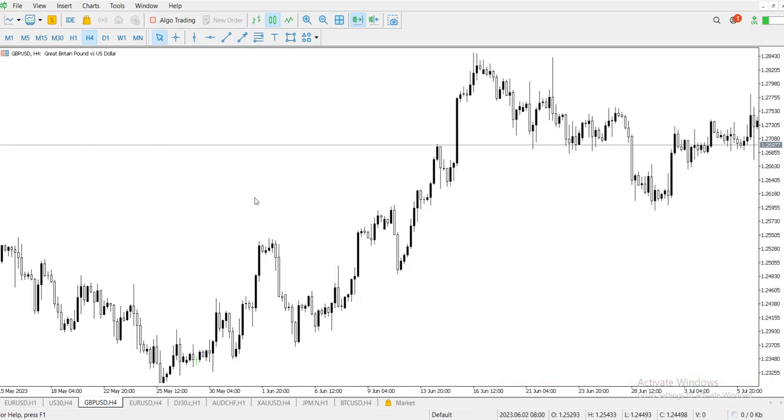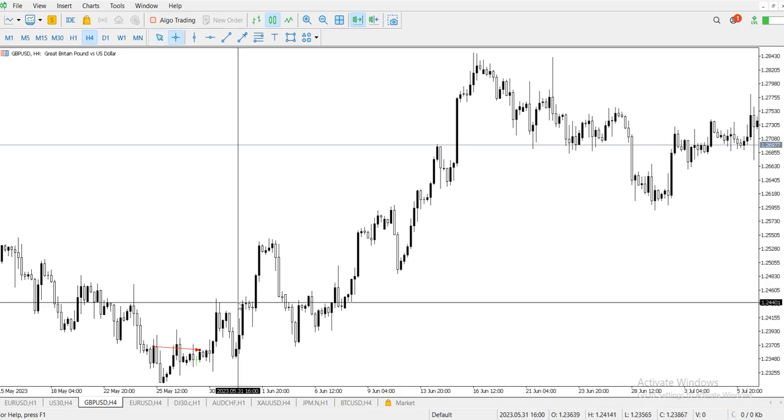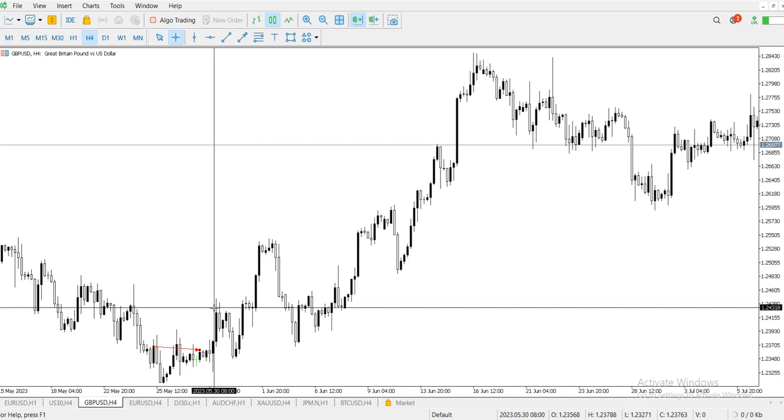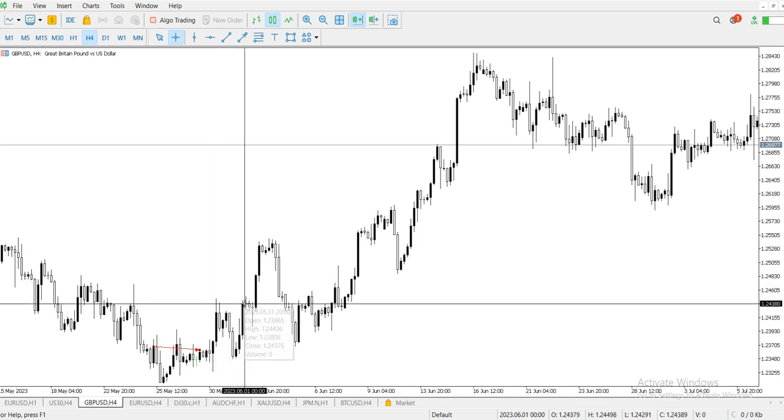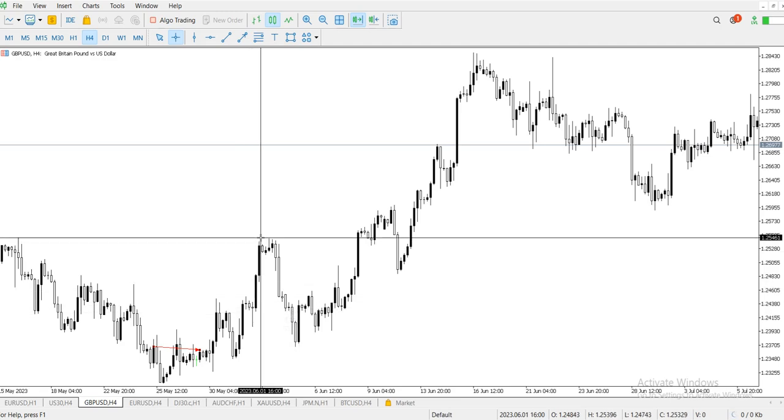So let's see this now. This is structure: high, low, high, low. Structure was broken right here. So price started doing high, low, high, low, high. Now if you check this very well, this closed above this, so this is a high, and price came down: low, high.